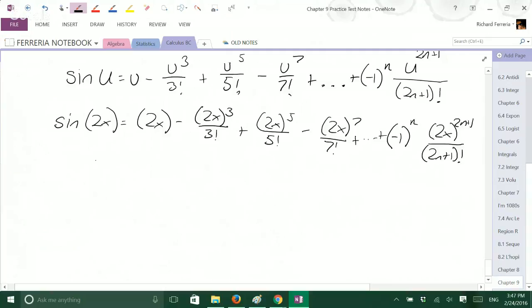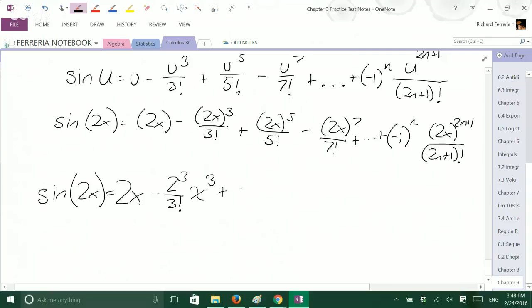Okay, now that you have that, it might be a good idea to expand a little bit, simplify a little bit. Let's take the x out of the parenthesis and see what we get. So we got sine 2x. That's going to be equal to 2x there. That's going to be 2 cubed over 3 factorial x cubed. Remember what I said, until you figure things out, you can leave it as a cube.